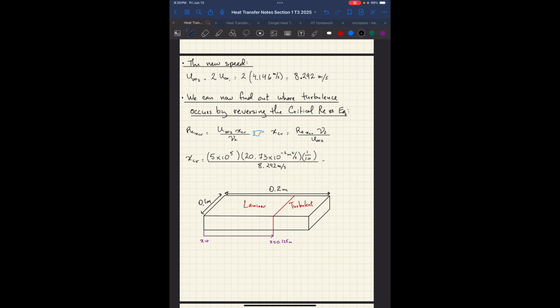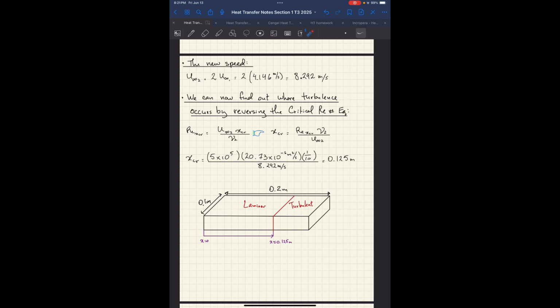And this will turn out to be 0.125 meters. Okay, I already had the drawing. I wrote it here from doing the problem previously, but this is how I got that number. So basically, the critical Reynolds number, the critical distance is at x equal to 0.125 meters, so right over here, somewhere in the middle of the plate. Okay, so that is actually very helpful because that will tell us what equation to use.